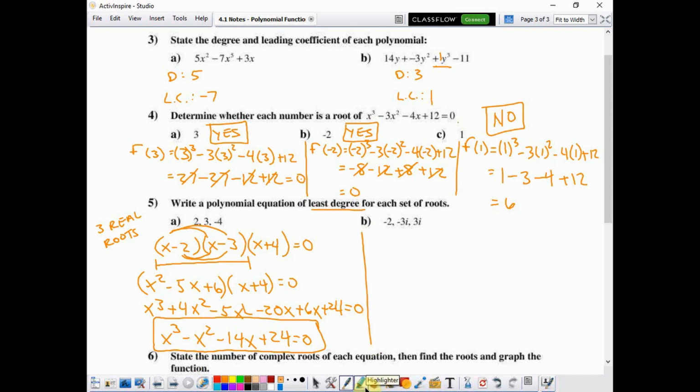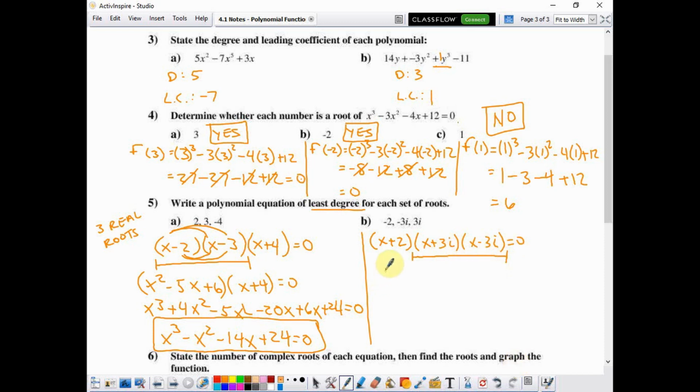Okay, we'll set up b similarly. X plus 2, x plus 3i, so we've got an imaginary number here, and x minus 3i. So this one has 1 real root and 2 imaginary roots, which means it only actually crosses the x-axis 1 time. So when you have 2 imaginary parts, I would deal with that first.